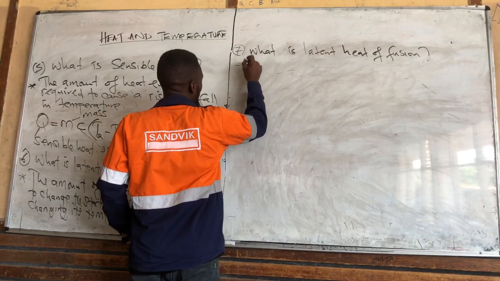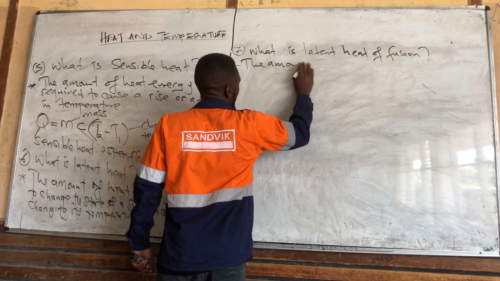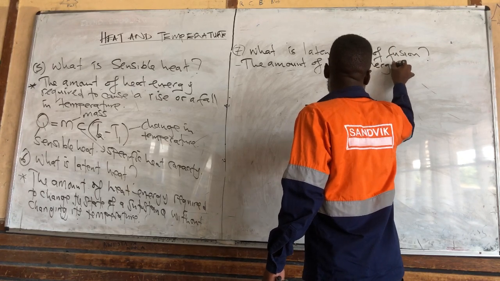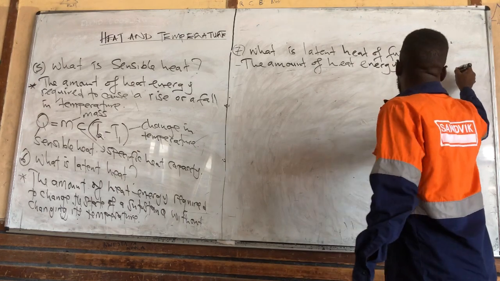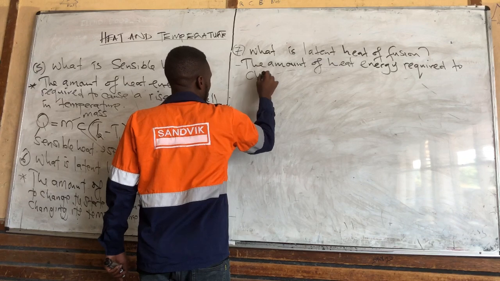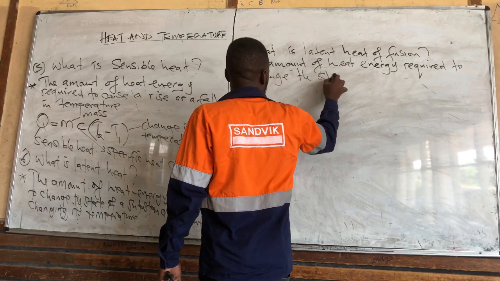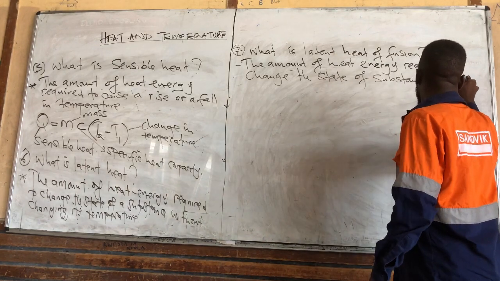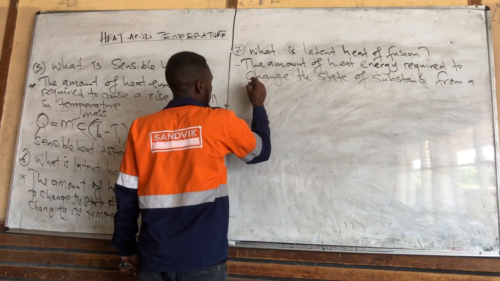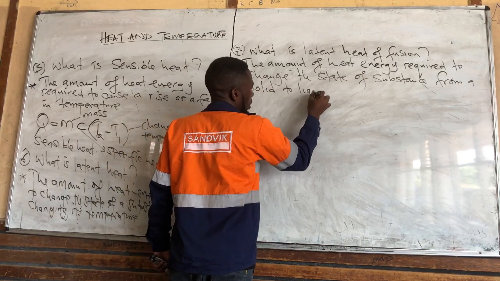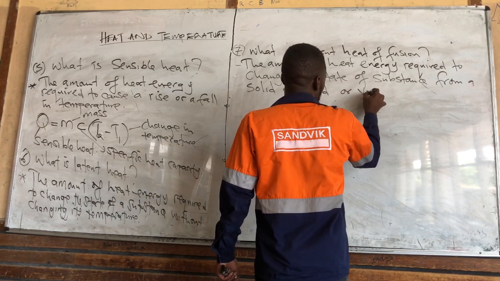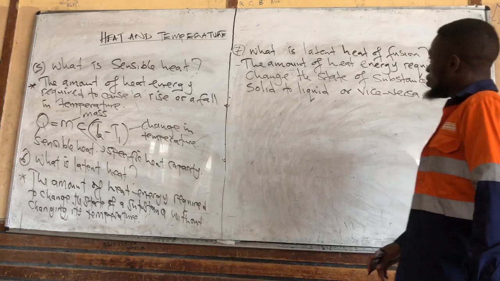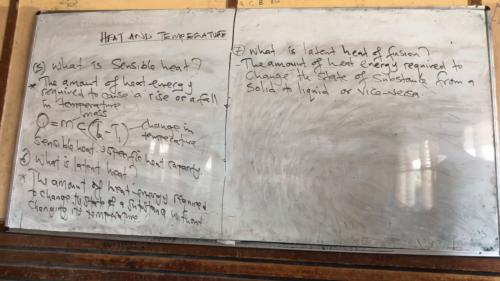So the amount of heat energy required to change the state of a substance from a solid to a liquid, or vice versa. So it's just the amount of heat energy required to change the state of a substance from a solid to a liquid or vice versa. Okay.